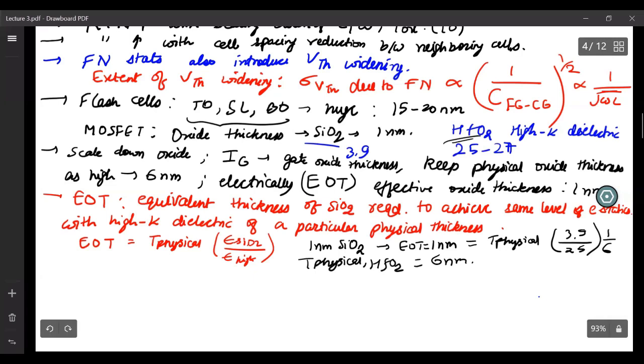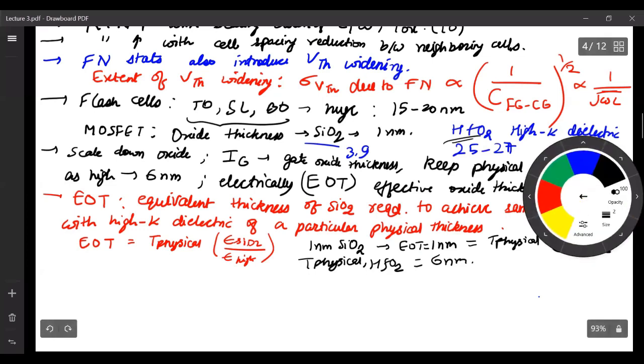So here what you did: if you replace your gate oxide with HfO2 of 6 nanometers, electrically the effective amount of gate control that you are getting corresponds to 1 nanometer of SiO2, which you actually want. However, the physical thickness is 6 nanometers. Therefore, direct tunneling and all won't come into the picture, so this way you will reduce your IG. That is the main goal behind using these high-k materials in your gate stack. So I digressed a lot.